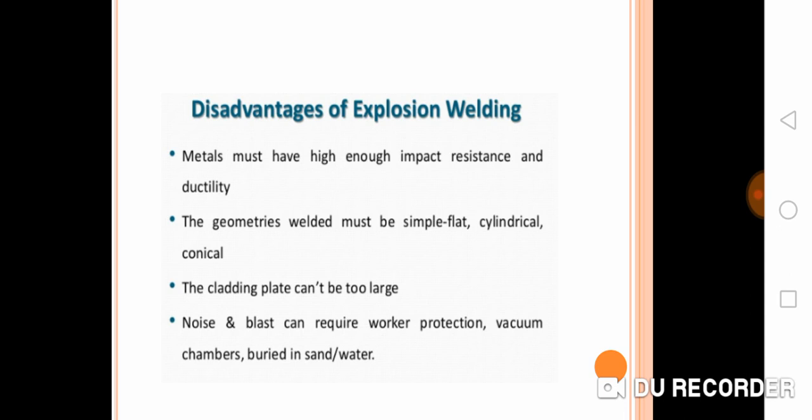The material should have ductility. The geometries are constrained because usually we prefer flat surfaces, and sometimes cylindrical and conical. Other complex geometries are very difficult to weld. Then the cladding plate cannot be too large. Then there is the noise and blast.